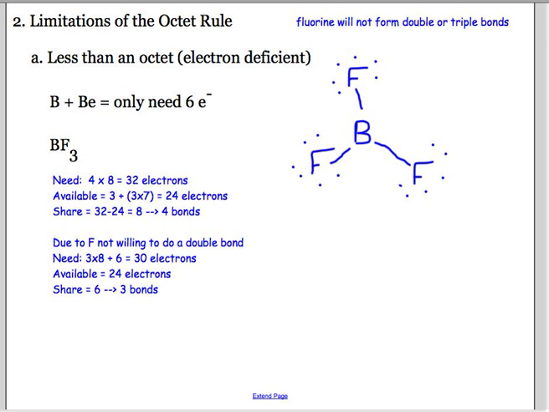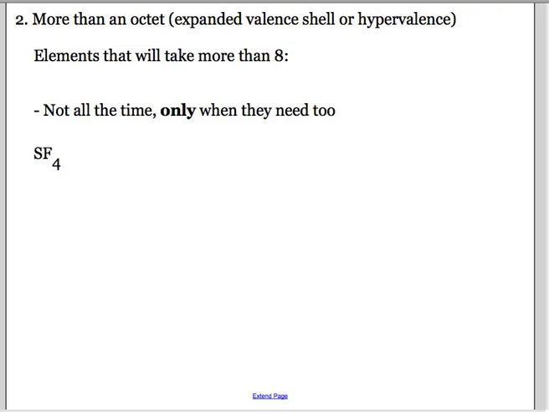Because if you count 2, 4, 6, and so on, that is 24 electrons. So you have no more to give boron. So just make sure you can never give your Lewis structures more or less than how many are available. Just double check that before you move on.